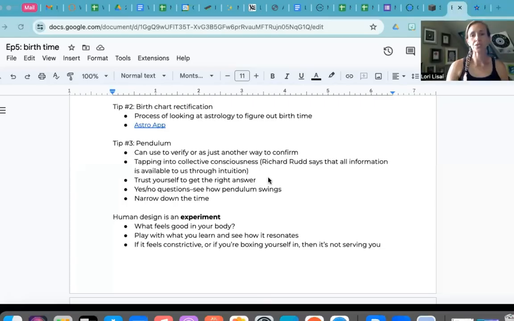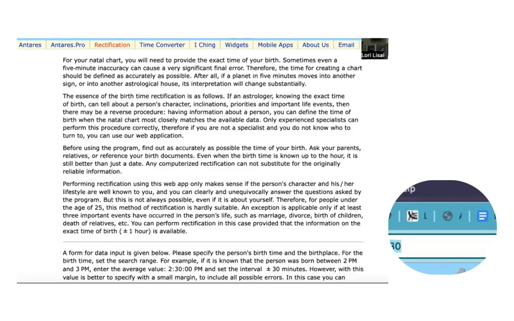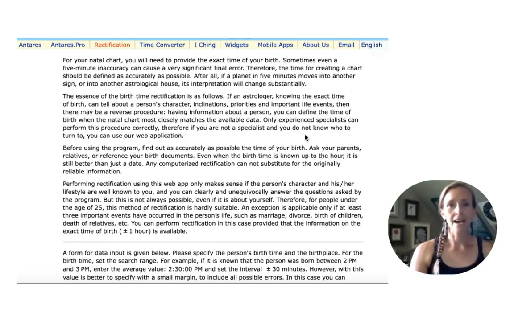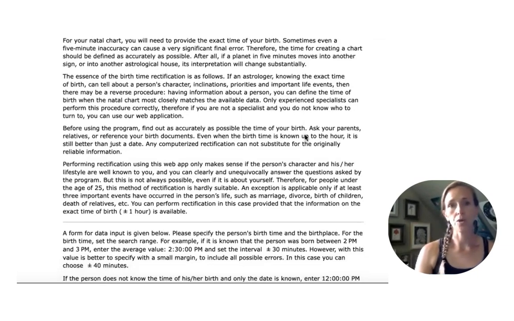Okay, so I'm just going to share my screen here, and if you are listening and not watching, I will just do my best to describe to you what this app looks like and how it works as I'm going through it. So it's called Astro app, and it's just a website that does this work for you.